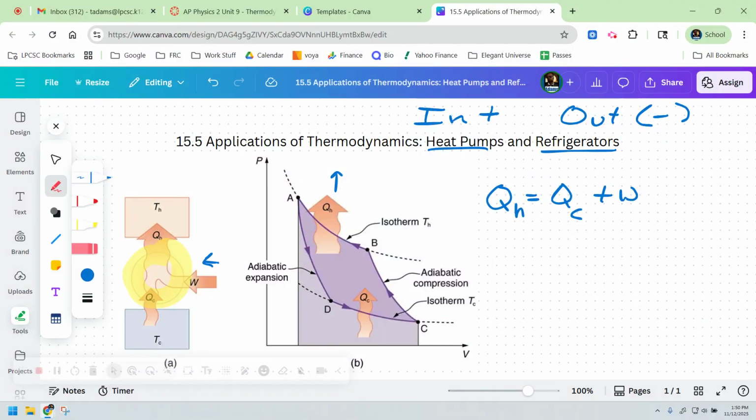Yeah, I mean, that's basically it. So this principle of the high heat is equal to the cold heat plus the work going into the system is how you make all the calculations. Can I move on to the next slide? You guys have that drawn?